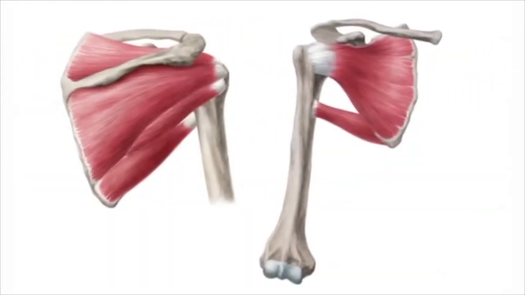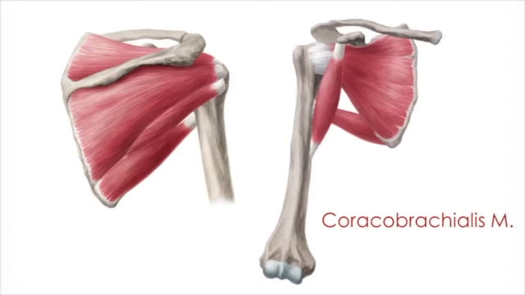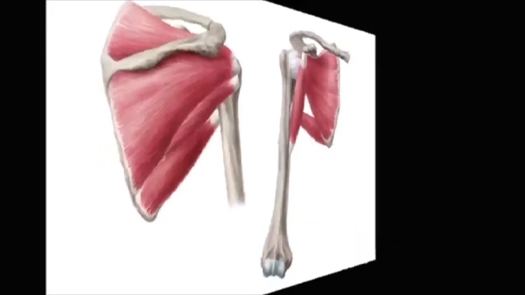The next muscle that helps stabilize the joint is the coracobrachialis muscle, as you can see here, that originates on the coracoid process of the scapula and goes to insert in the humerus in line with the crest of the lesser tuberosity. That's why it's helping stabilize this joint.